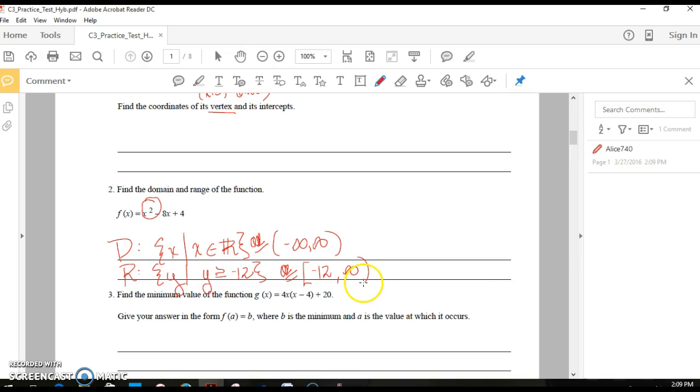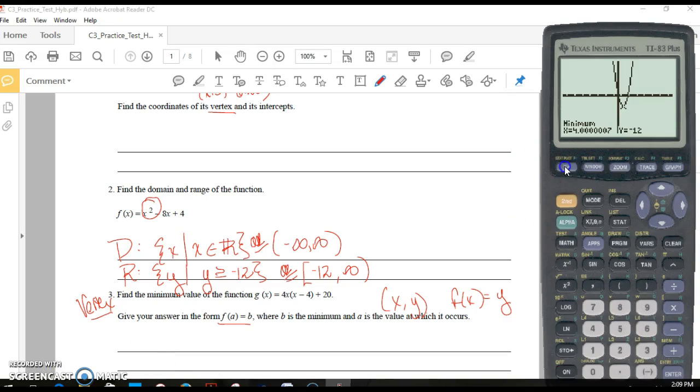Number 3, find the minimum value of the function 4x times the quantity x minus 4 plus 20. Give your answer in the form f of a equals b. So once you find that minimum value, they don't want it as x, y. They want it as f of x is equal to y. So you plug in this x value and you get out that y value. What is that minimum? This is just a fancy way to say, where's the vertex? What is my turning point?